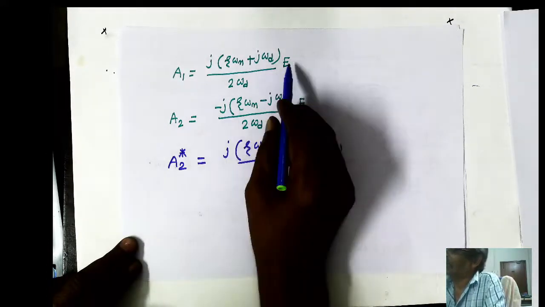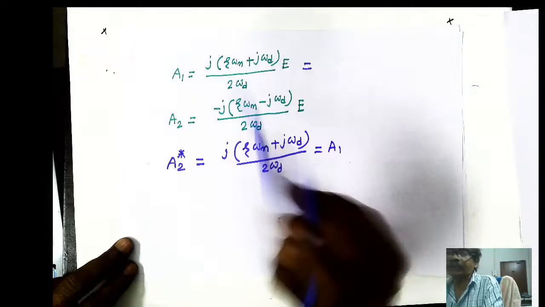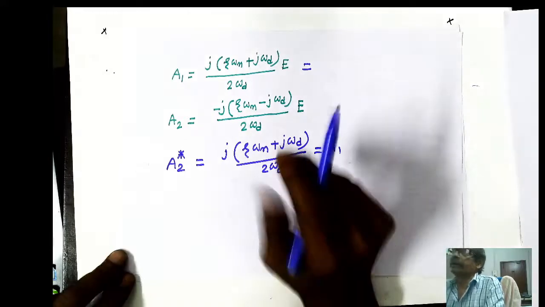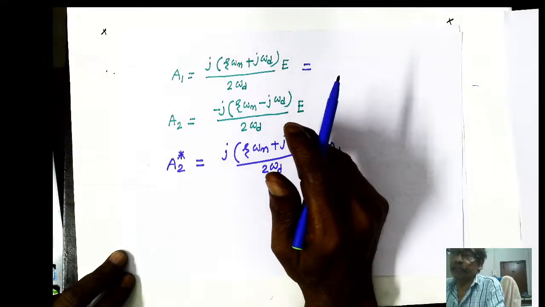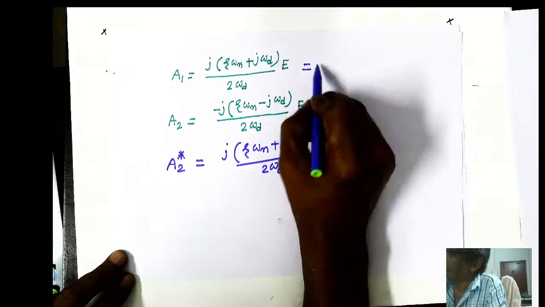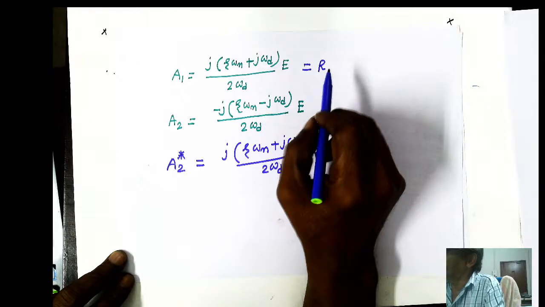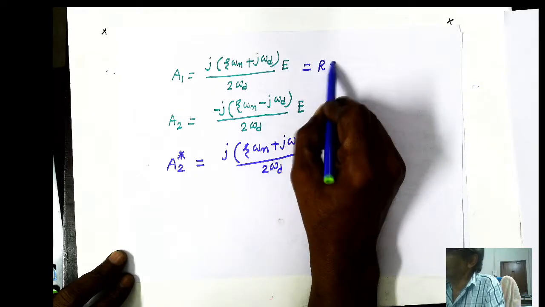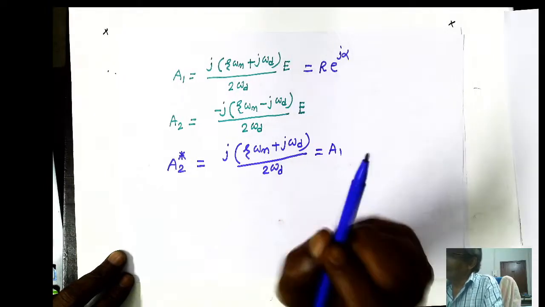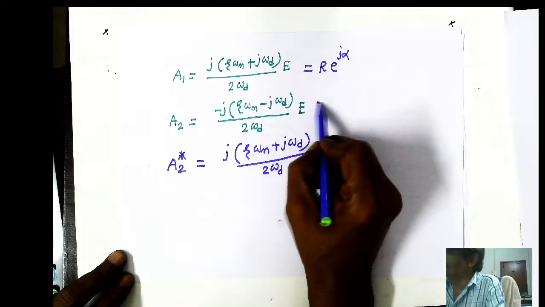Now I come here. It is a complex number having some real and imaginary part. And any complex number can be represented also in polar form, r e to the power j theta. That is the magnitude. This could be expressed as r into e to the power j alpha, say. It can be expressed in that form. Then I will say that A2 will be nothing but r e to the power minus j alpha.